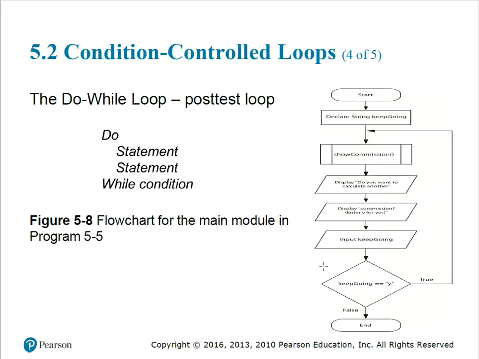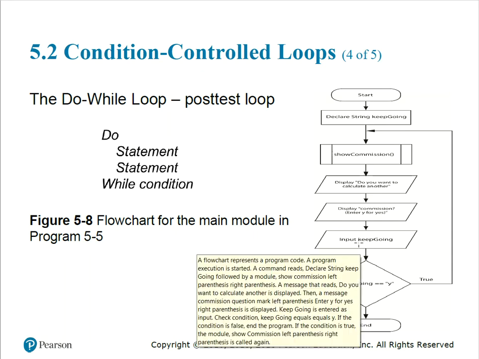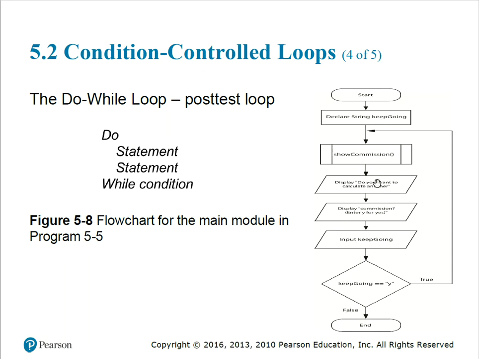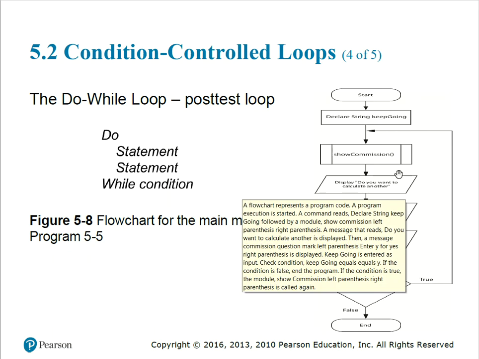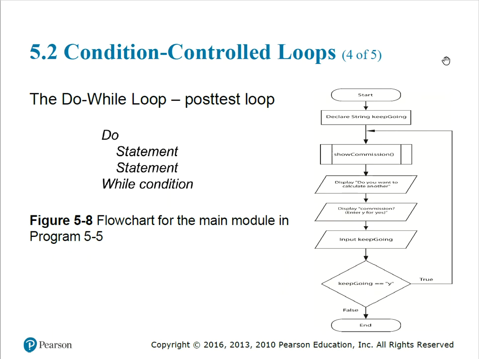Moving forward to another type of condition controlled loop is your do while loop. Now, if while is a pretest, do while is a post-test, right? So how would you know? By looking at the flowchart itself, how would you know if it's a post-test type of loop?